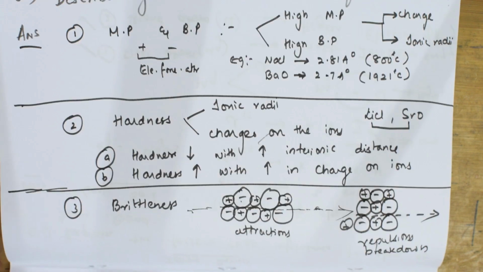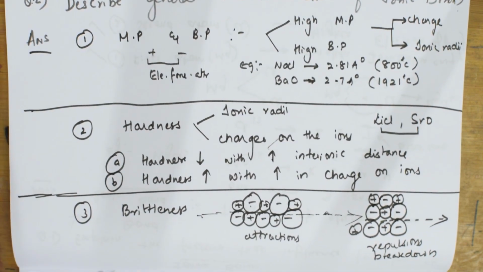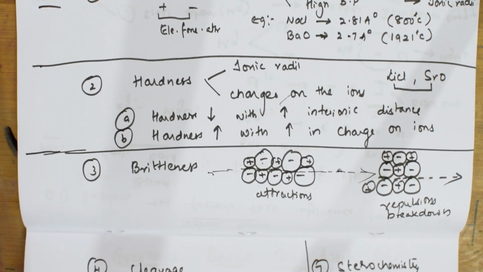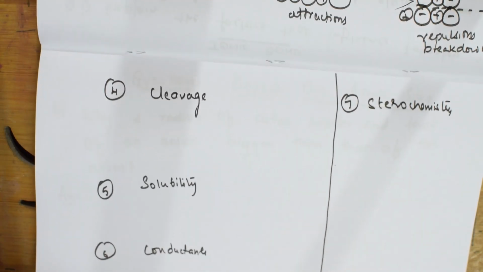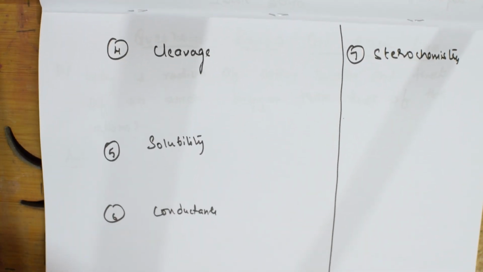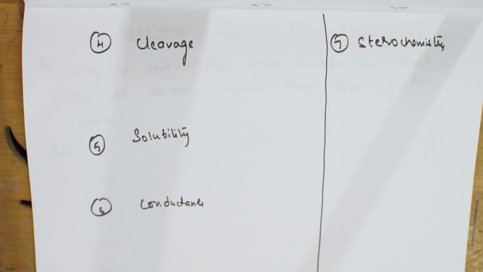So the first concept was melting and boiling point. The next concept is hardness. Third concept is brittleness. And let us see the next concept, that is nothing but cleavage. Okay. So when I have to speak about cleavage, what is this cleavage?